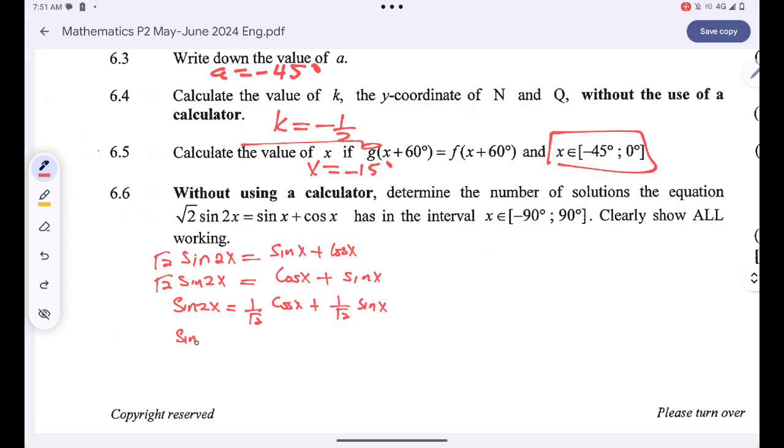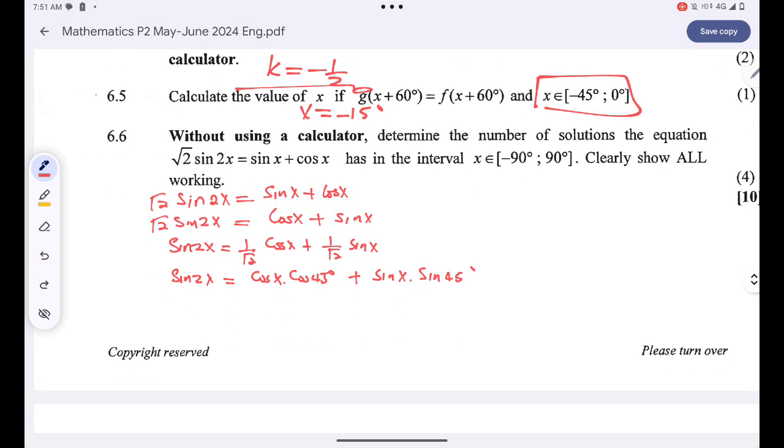So I have sine 2x equal to cos x multiplied by cos 45, because 1 over root 2 is equal to cos 45. And 1 over root 2 is also equal to sine 45. So I can see that I have an expression of a compound angle on my right-hand side. I'll simply have cos of (x minus 45 degrees). So this is g of x being equal to f of x.